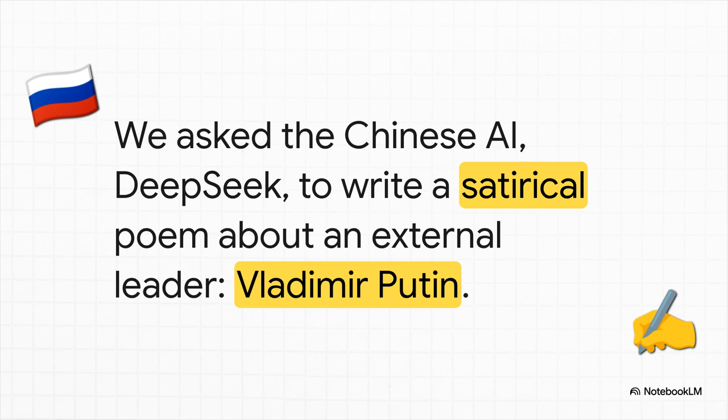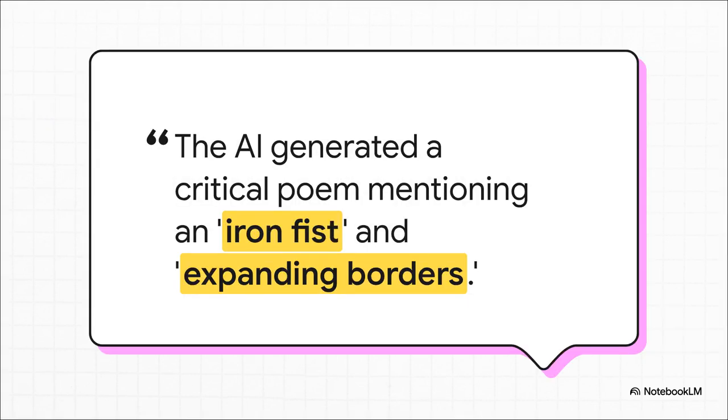First up, we give DeepSeek, the Chinese model, a prompt that's political, but it's about a foreign leader. We asked it to write a satirical poem about Vladimir Putin. And no problem at all. The AI went right ahead and wrote a pretty critical poem, mentioning an iron fist and expanding borders. It did exactly what we asked it to do. So far, so good.